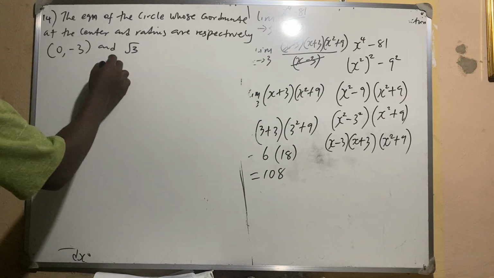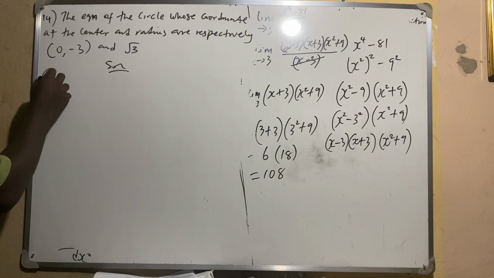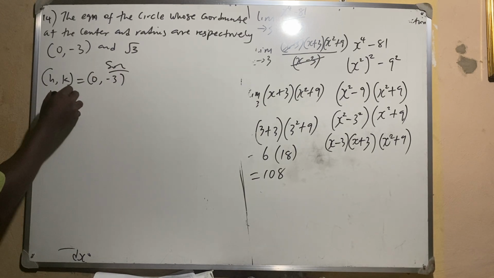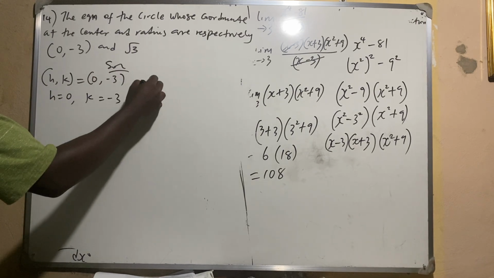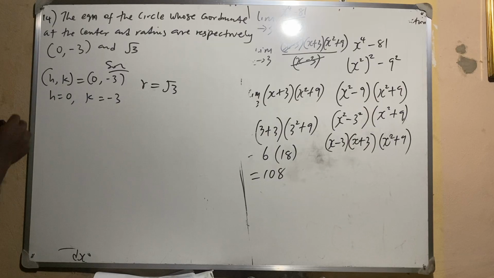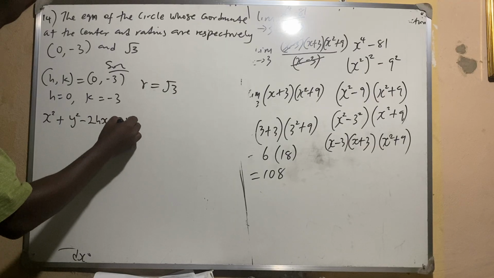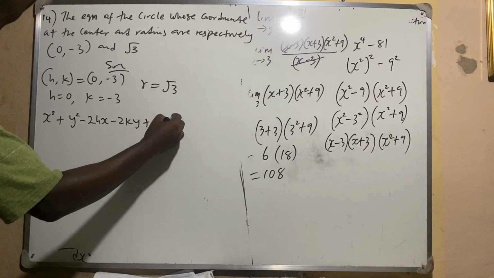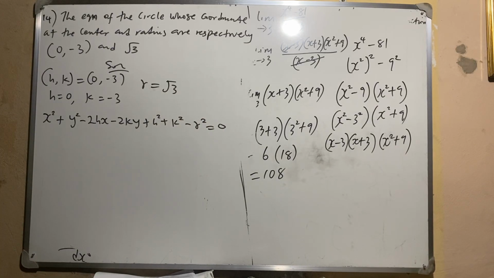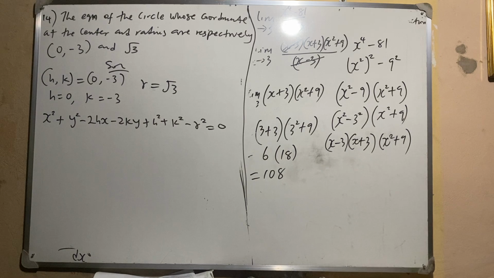Okay. Now solution. You know that the center of a circle is represented as h, k, and they told us that it is 0, minus 3, which shows that h is equal to 0 and k is equal to minus 3, and they gave us the radius r. The radius r is equal to root 3. And I know that the equation of a circle is simply x squared plus y squared minus 2hx minus 2ky plus h squared plus k squared minus r squared is equal to 0. So you need to know this formula. In coordinate geometry, the only problem we have is formula everywhere. So this is the formula of a circle.